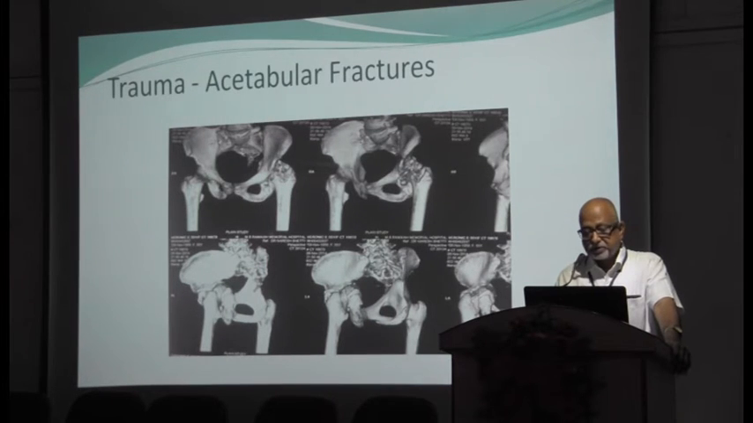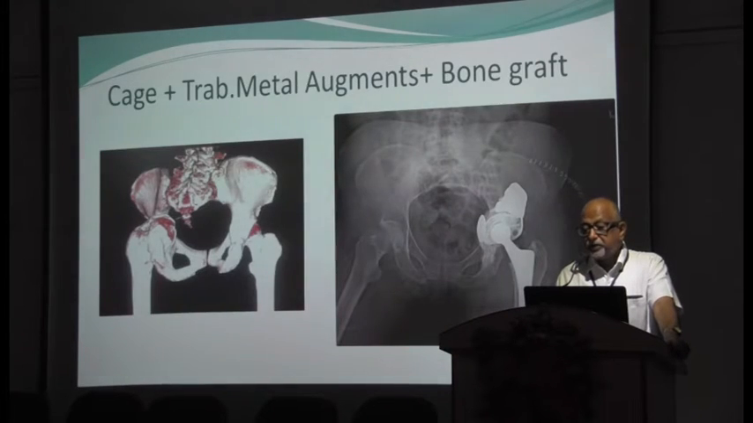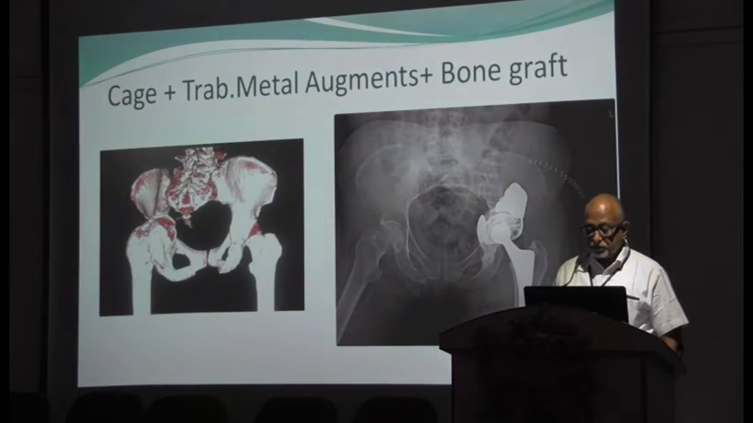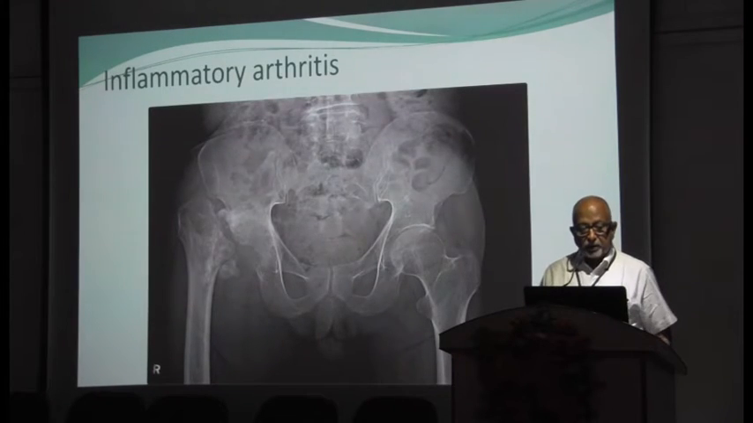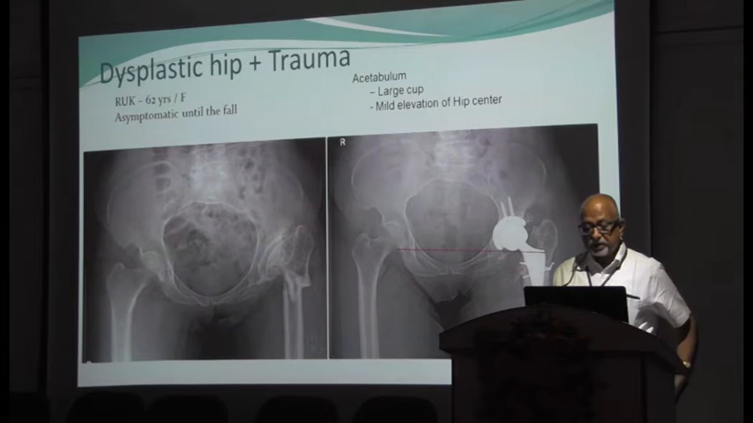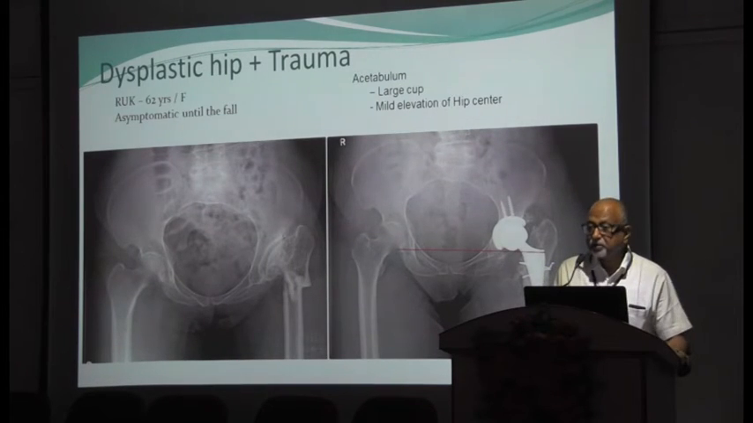Post-traumatic acetabular fractures, as you have already heard once, can also cause a lot of problems, and we need to be prepared with augments, cages, and bone graft in these kinds of situations. Inflammatory arthritis results in a lot of acetabular bone destruction, which again needs to be addressed. And here we have a dysplastic hip with a trauma situation, a separate kind of problem, with probably a little proximal migration of the acetabulum and elevation of the center of the hip.